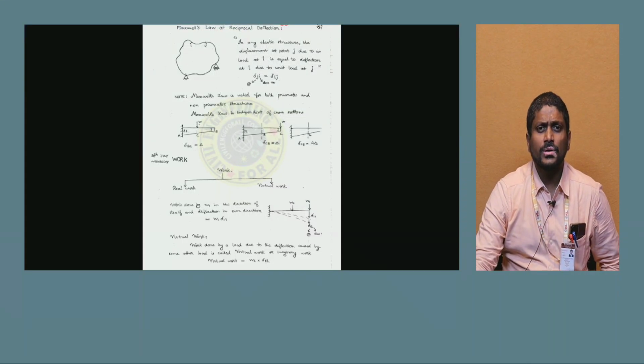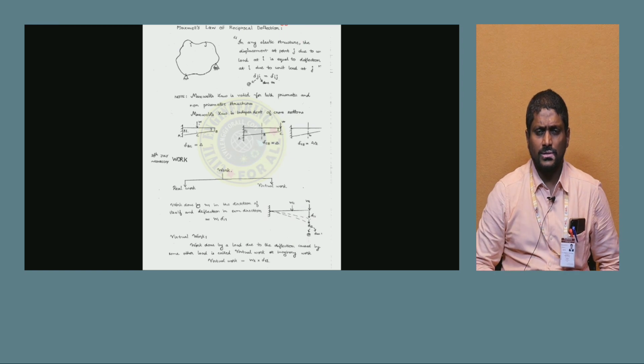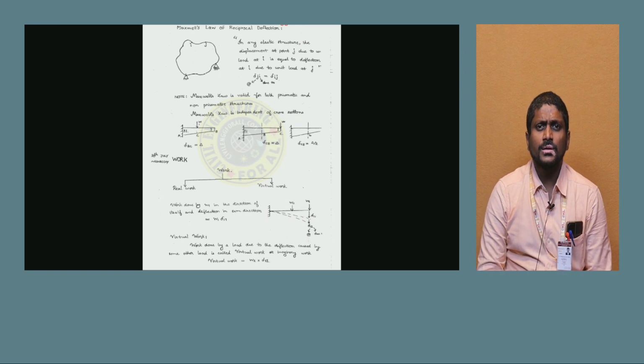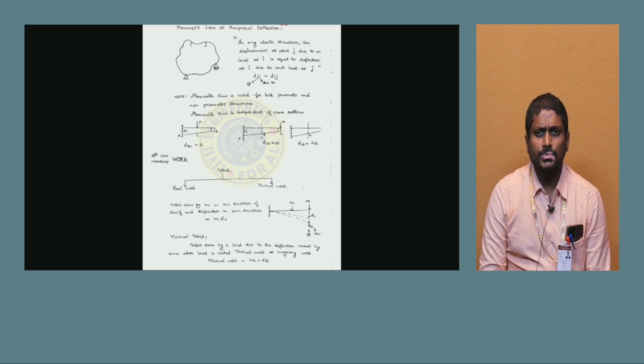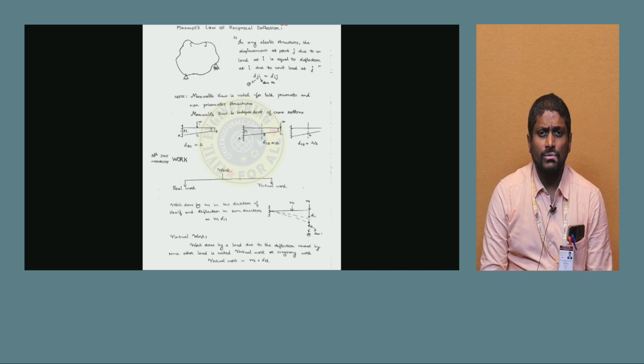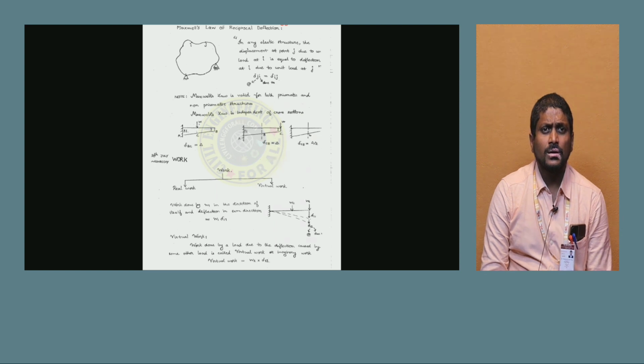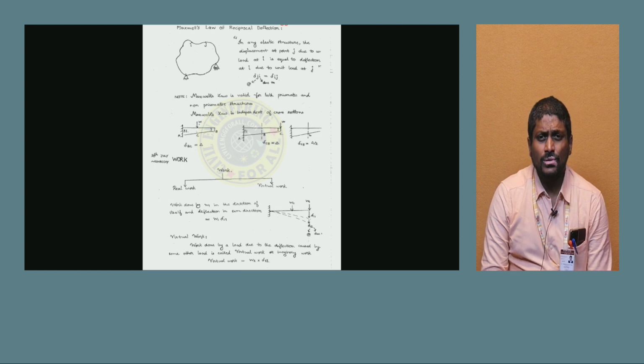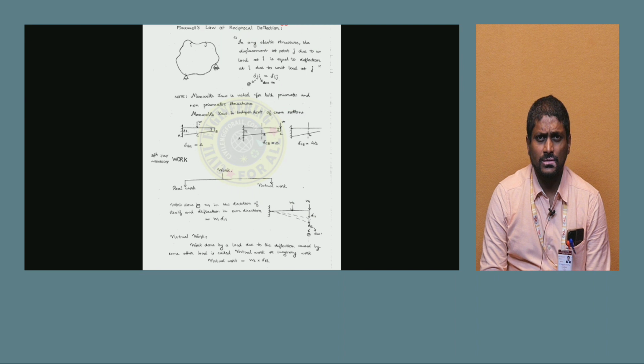Once again, we come up with a discussion about the laws related to calculating the deflection of beams. So far we have discussed the conjugate beam method, the moment area method, and Betti's law and Castigliano's theorems. In addition to that, there is another method, which is Maxwell's law of reciprocal deflection.